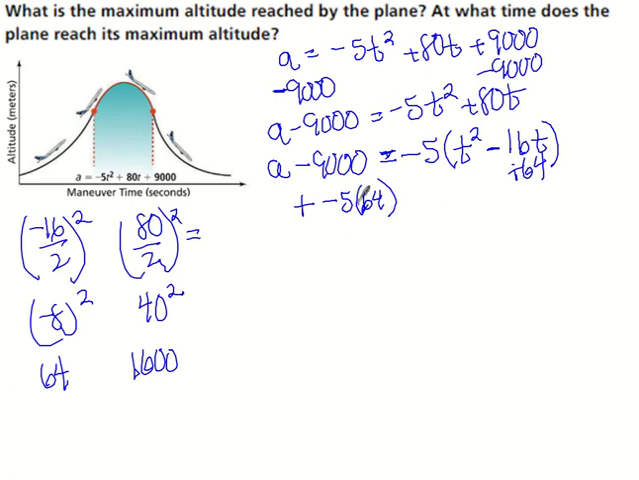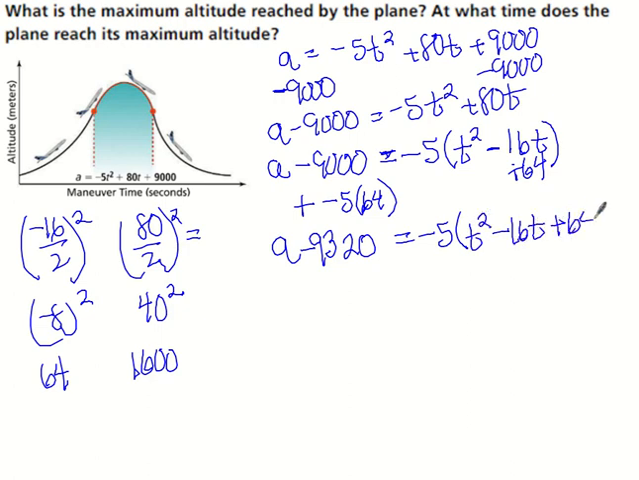I do need to find out what 5 times 64 is. So 5 times 64 is 320. And it's negative. So this becomes A minus 9,320 equals negative 5t squared minus 16t plus 64.